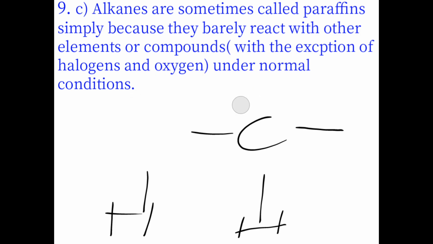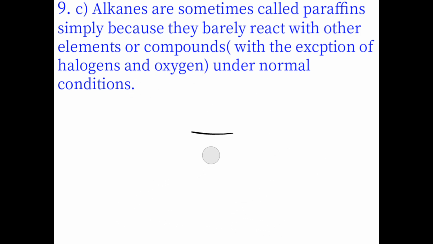Although there is an exception, with the exception of halogens and oxygen. Even though alkanes are less reactive, they still react with oxygen to undergo combustion, which we call complete combustion. The alkanes react with oxygen to produce carbon dioxide and water, and they also undergo a substitution reaction with the halogens, where the halogens substitute the hydrogen atoms.